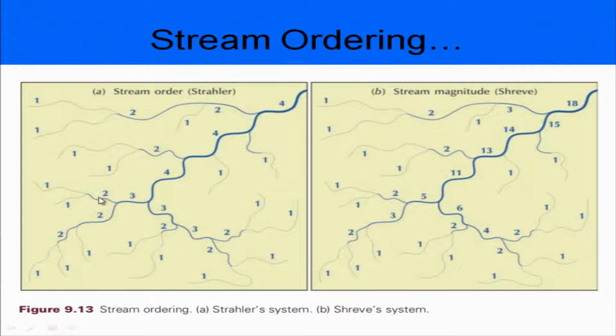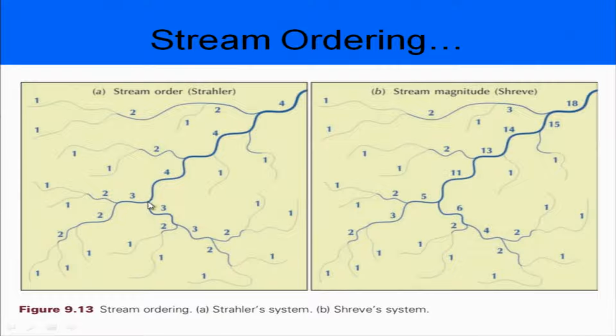So two first order streams give a second order stream, two second order streams give a third order stream, and two third order streams further downstream give a fourth order stream. The fifth order will come when two fourth order streams meet. Even if a lower order stream meets a higher order stream, the order doesn't change, the order remains the same.